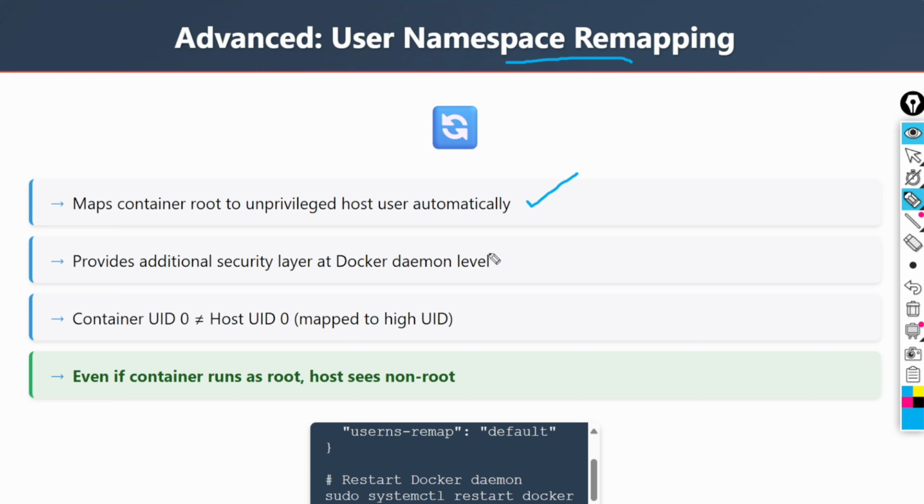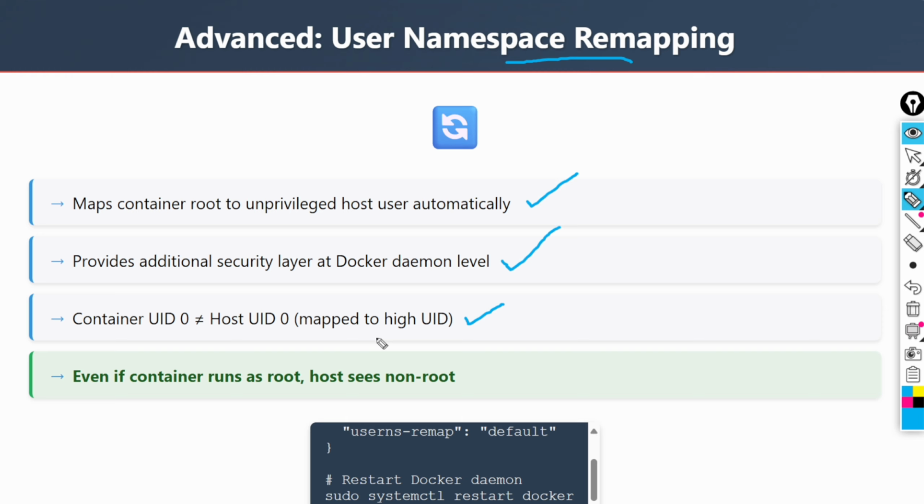The next point is that it provides an additional security layer at the Docker daemon level. Basically, this feature is enabled globally at the Docker engine level, not per container. So it adds a strong layer of protection across the containers, and container UID is not equal to host UID: UID 0 is mapped to a high UID. Basically, this specifies that inside a container UID 0 still exists.